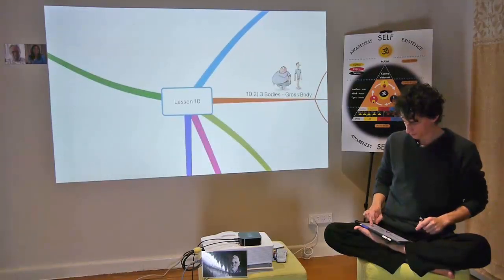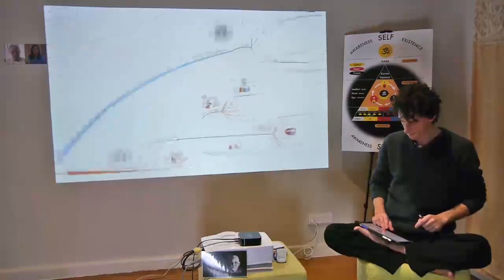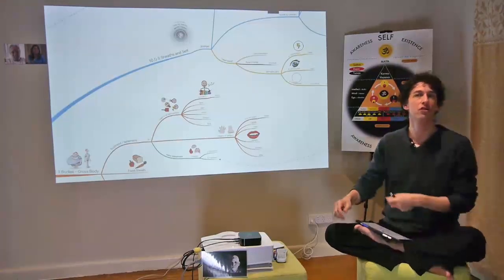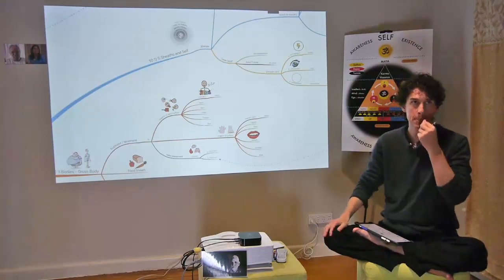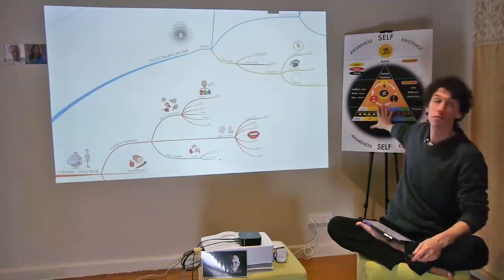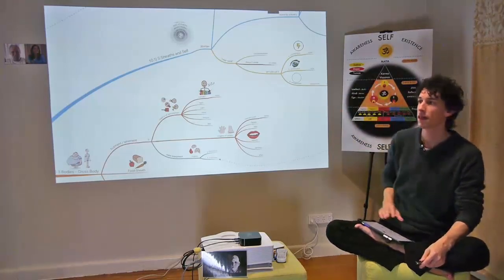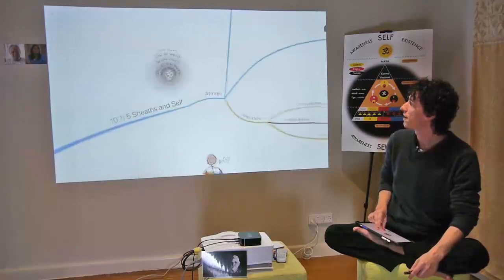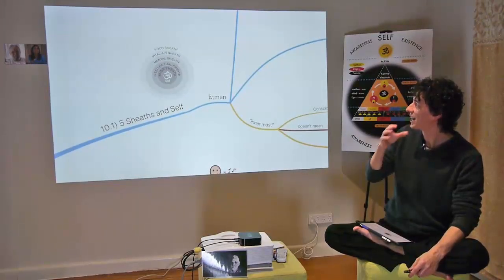All right, so now let's move on. Let's do a revision of everything we've now discussed. And then next week, we're going to go into much more detail about the three bodies, the five sheaths and the self.